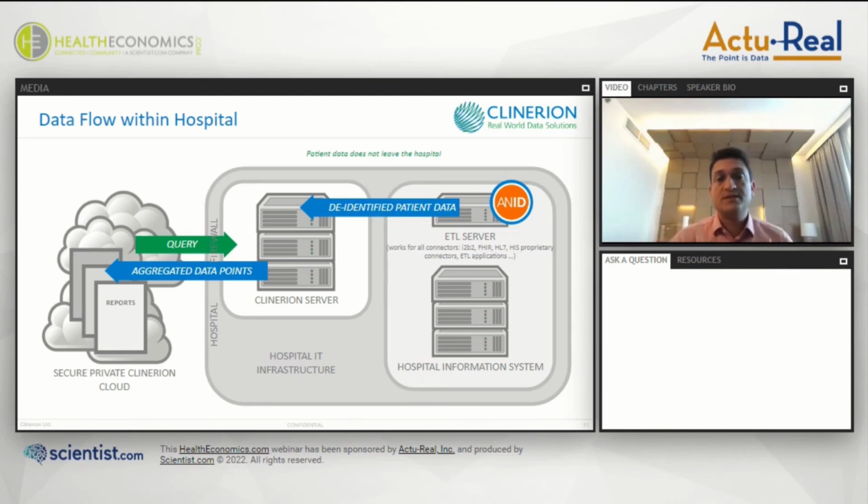So what we do is we enter in this reciprocal agreement with our hospitals where they allow us to implement a so-called ETL server. And there is this ANIT technology that we patented. What this does is that it extracts the information from the patient and filters data that is sensitive, leaving that sensitivity behind, and passing that electronic medical record information to the so-called Clinarion server. However, when that happens, the data is de-identified at that point. And then in the Clinarion server, that data becomes ready to be queried.